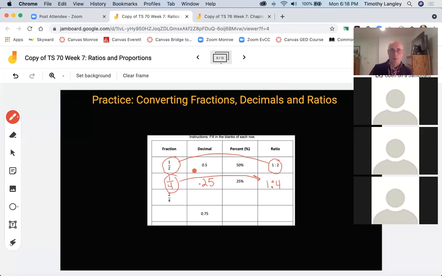What does a fraction look like as a decimal? We learned that previously. It's 0.5. What does 0.5 look like as a percent? You move the decimal 2 places and it's 50. And then what would this fraction look like as a ratio? Just put the 1 first and the 2 second. And then another example as well.